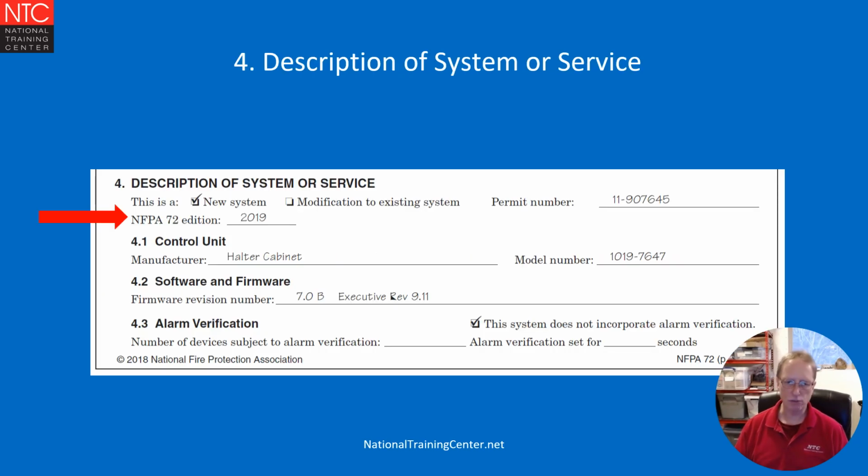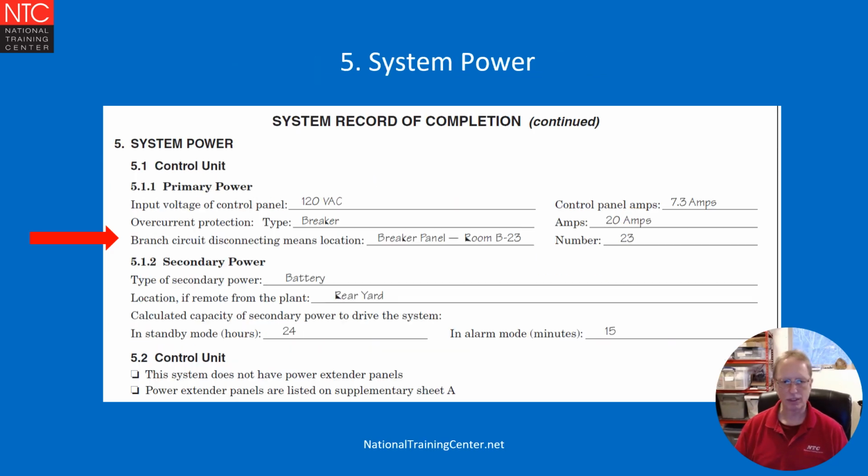Next would be Section 4, description of system or service. In this particular section, we want to note what edition of NFPA 72 was used to design and install this fire alarm system. This may help us resolve code conflicts at a later date.